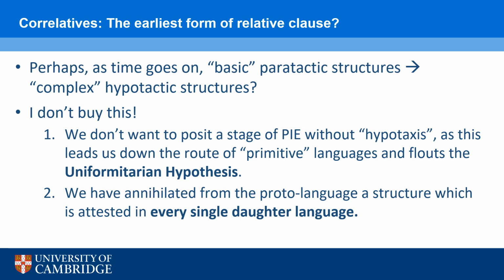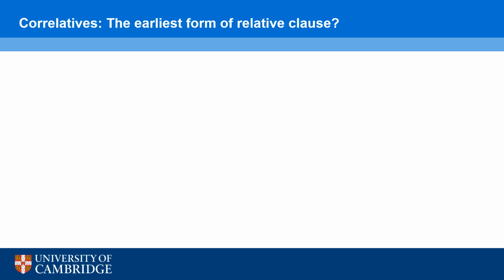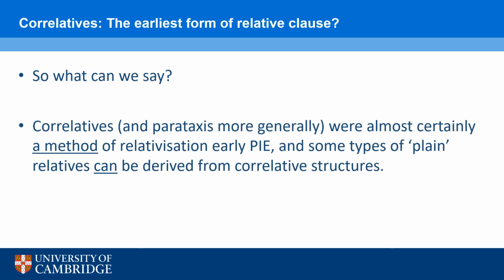I have tried to be pretty even-handed in my treatment of the different theories so far, but I feel like these problems are actually pretty big. So what can we actually say in the face of them? Well, we can say that correlatives, and parataxis more generally, if we stick with it as an idea, were almost certainly a method of relativization in early Proto-Indo-European, and some types of plain relatives can be derived from correlative structures.